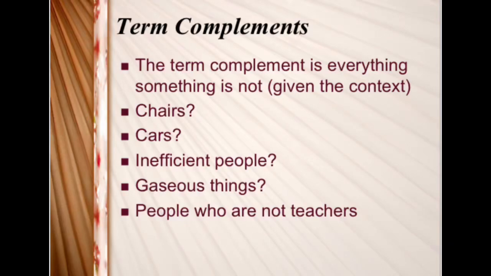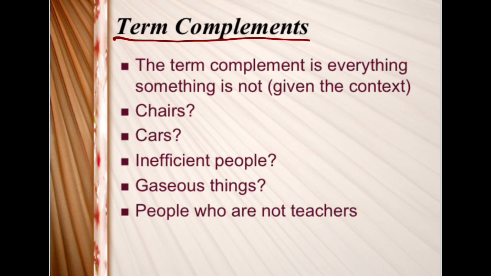All right, so in this video, we'll be covering the last two types of tricks we can make standard form categorical propositions perform, and that would be obversion and contraposition. But before we get to either one of those, we need to at least get some grasp on this concept of a term complement, as you see here. As the bullet point indicates, the term complement is everything that something is not given a particular context.